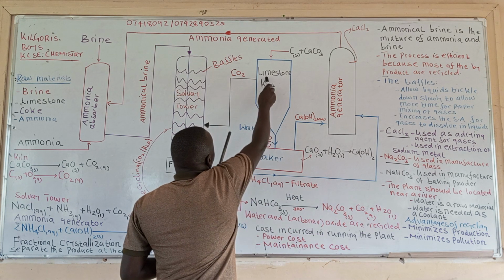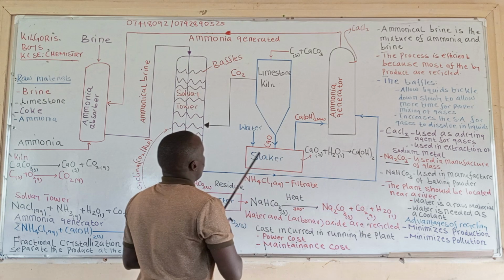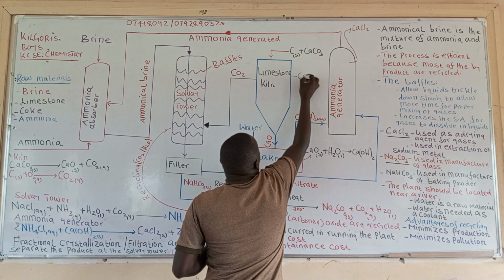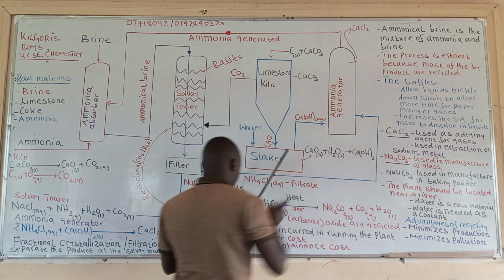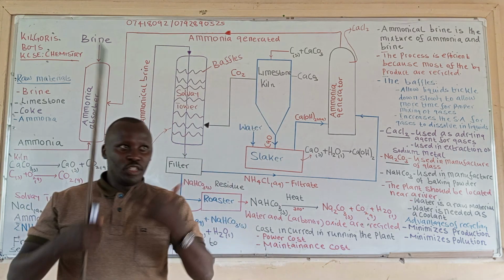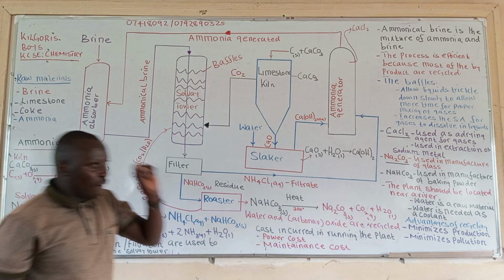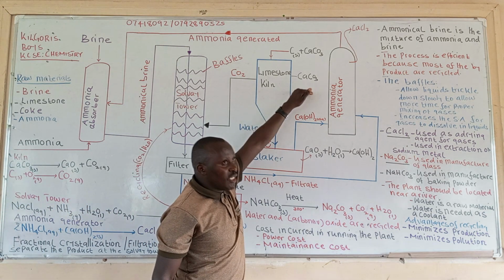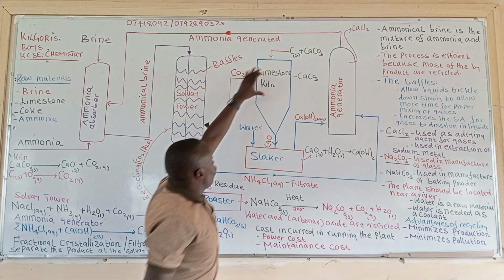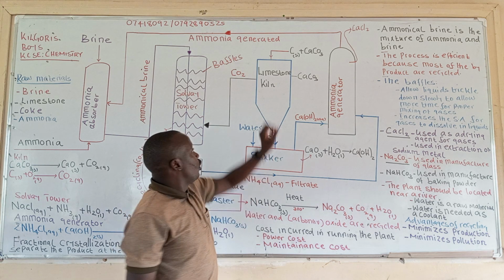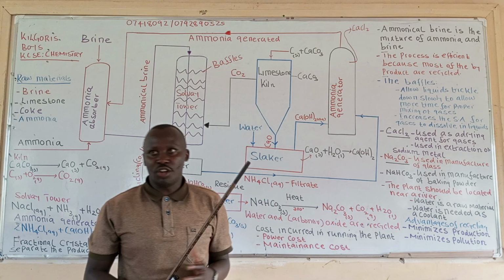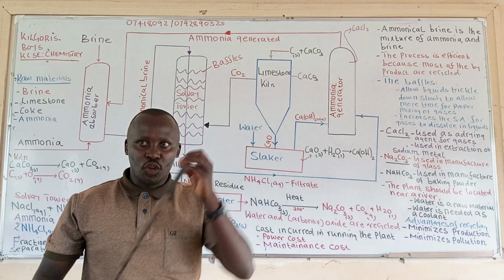In the kiln, we have limestone. Limestone is normally calcium carbonate. So in the kiln here, there are two main reactions which take place. One, you have the decomposition of calcium carbonate, whereby it will form calcium oxide and carbon dioxide gas. There are two raw materials we are introducing in this kiln: the limestone and the coke. The coke will also react with oxygen to form carbon dioxide.